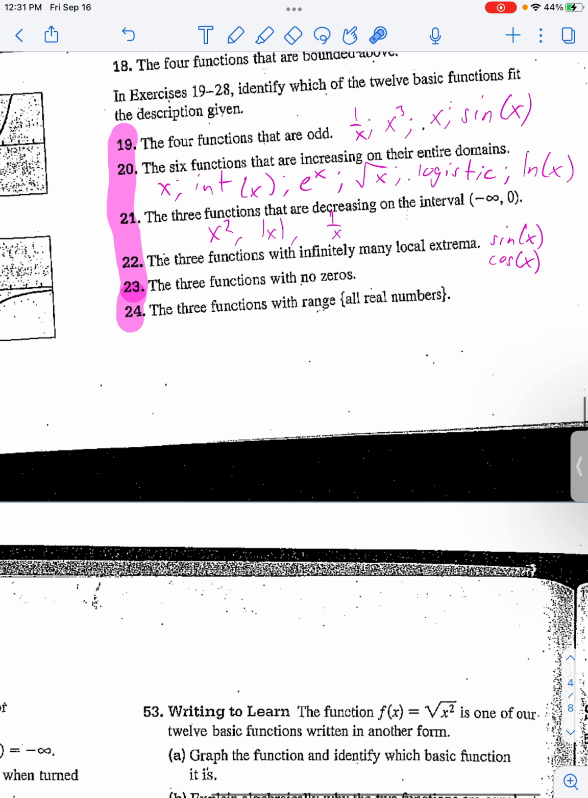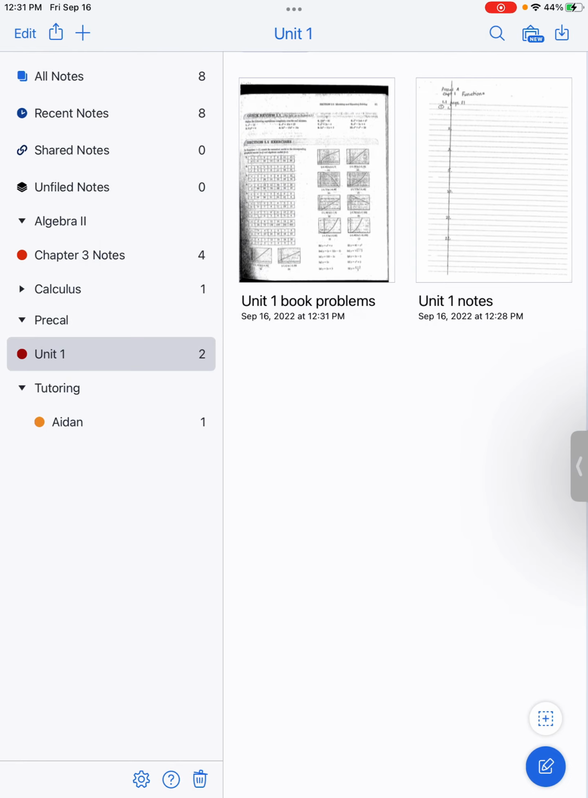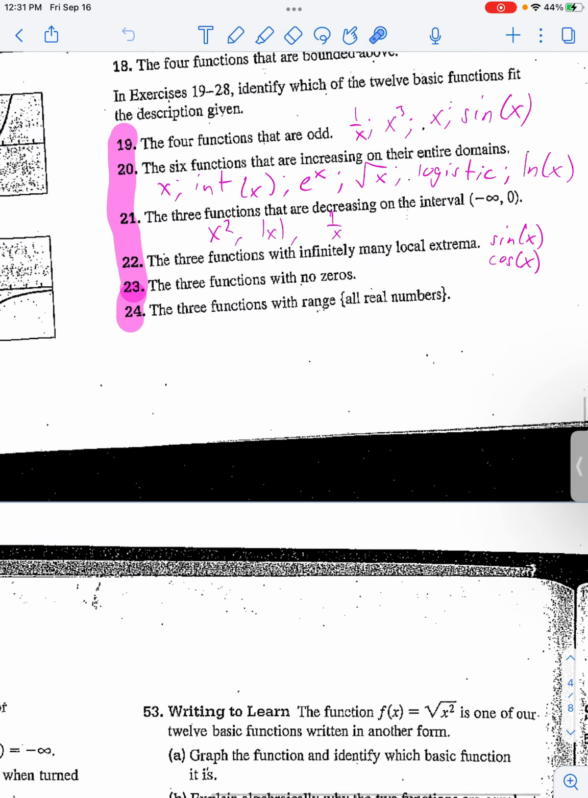The 3 functions with no zeros. So this means 3 functions with no zeros. This means the graph never touches or crosses the x-axis. It never touches or crosses the horizontal axis. So let's look for those, okay?